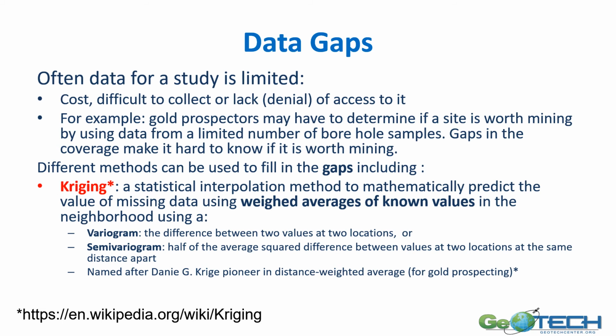Different methods can be used, and one of them is called kriging. It's a statistical interpolation method to mathematically predict the value of your missing data using weighted averages of known values in the neighborhood using one of several ways. One is a variogram, where we look at the difference between two values at two locations, or a semi-variogram, where we take half of the average squared difference between values at two locations at the same distance apart. It's interesting, it's named for a person, a pioneer in distance-weighted averages.